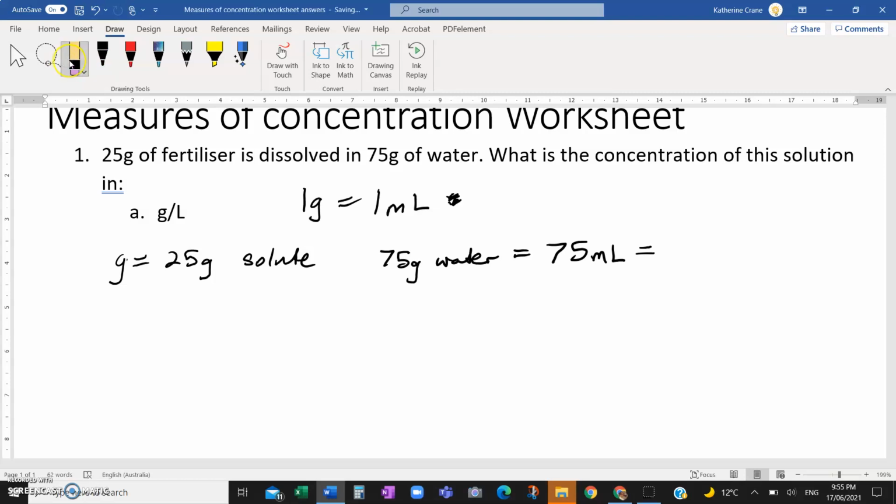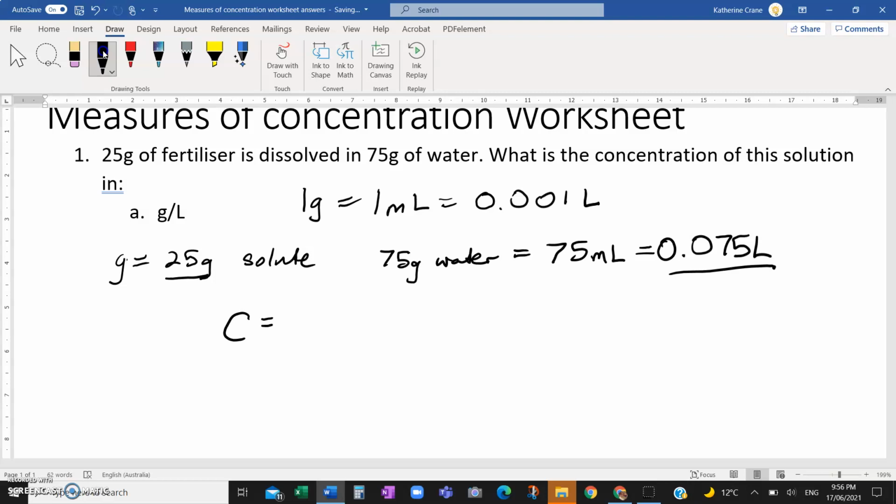to continue up here, that would equal 0.001 litres. Okay, so divide by 1,000. 1, 2, 3, so it's 0.075 litres. We need to use this and we need to use this. Now we have litres and grams, so the concentration is equal to 25 divided by 0.075.